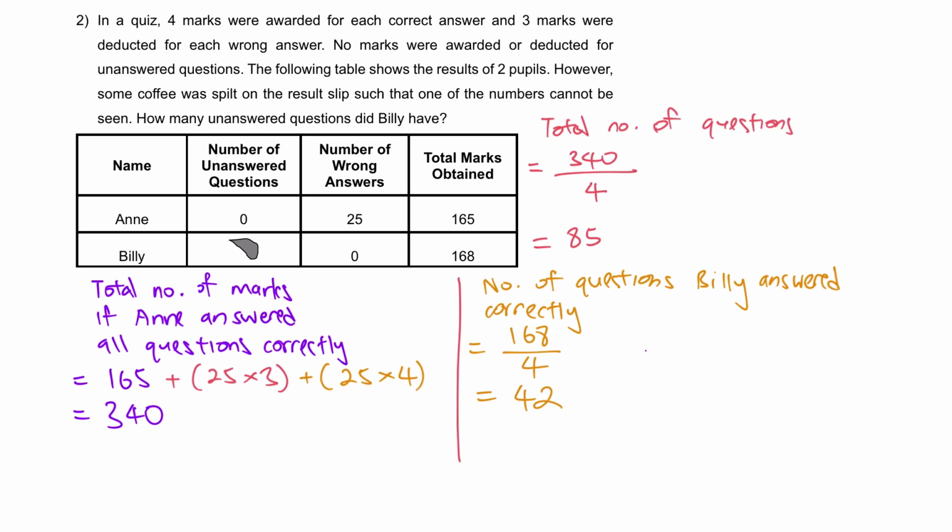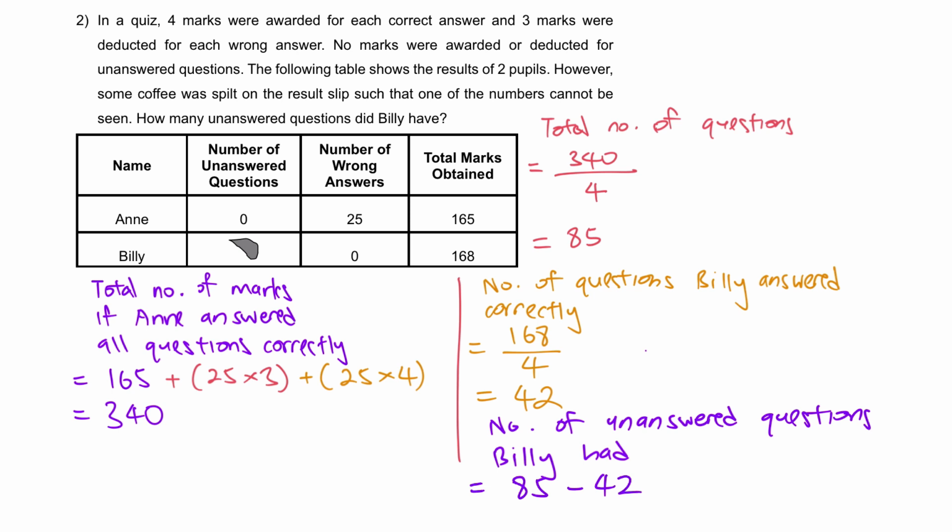Okay. In order to figure out the number of unanswered questions Billy had, we know that there are 85 in total. He had no wrong answers, and he had 42 correct answers. The remaining questions will be the unanswered. So the final step, number of unanswered questions Billy had is equal to 85 minus 42, and that will give you the answer of 43.